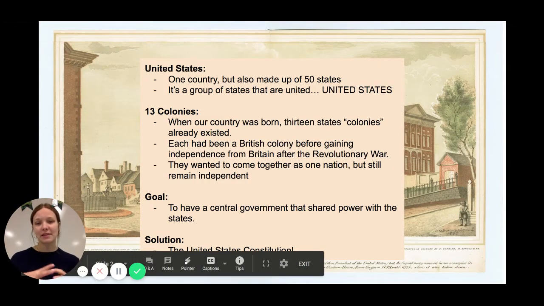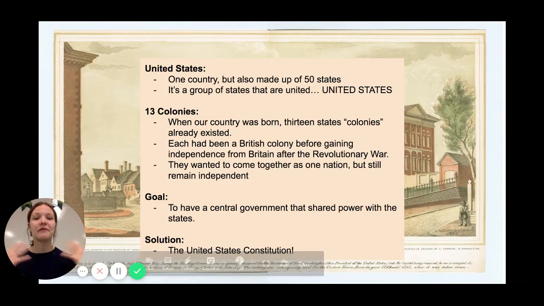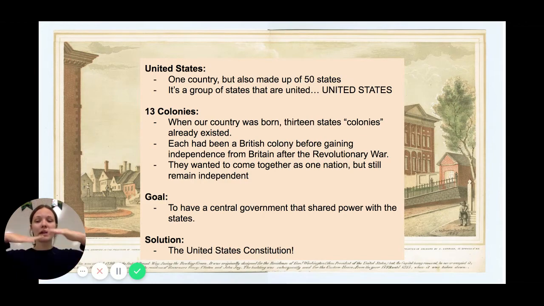So in the United States, we are one country made up of 50 states altogether. So we're one country with 50 separate states underneath it. We are a group of states that are united, hence the name United States. Pretty clever what they did there.